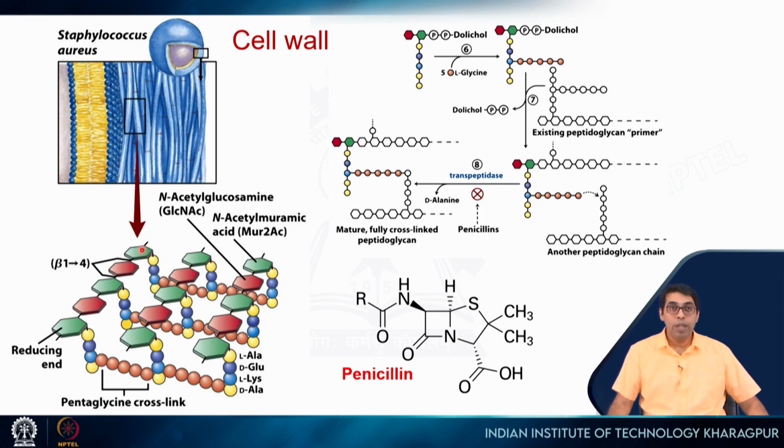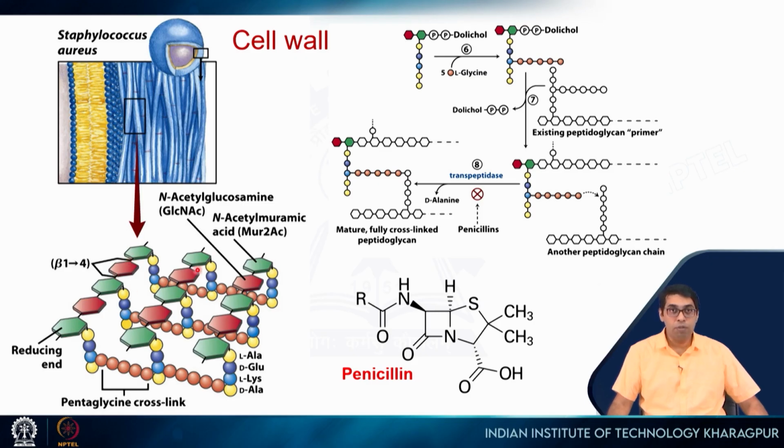So, if we zoom into this cell wall of a bacteria, it is formed of sugar and amino acids. Okay, so polymers of sugar and peptides. This chain that you see is made up of two sugar molecules. One is N-acetyl glucosamine or NAG, the other one is N-acetyl muramic acid or NAM, right. These are present alternately and they are linked by beta-1,4 glycosidic bonds.